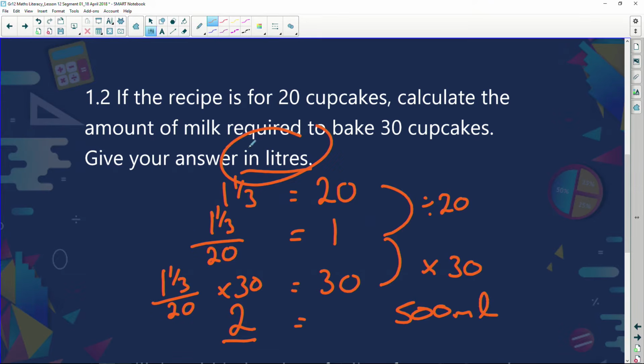But I want the answer in liters. So I'm going to divide that by 1,000, and I'm going to get half a liter of milk required if I want to make 30 cupcakes. Now, moving on, milk is sold in bottles of 1 liter, and every liter costs R8.50 at the local store.